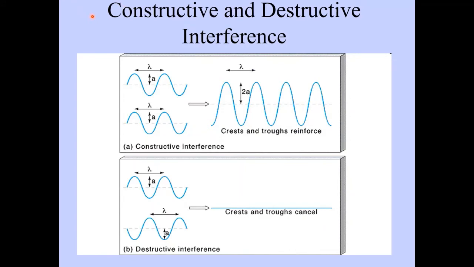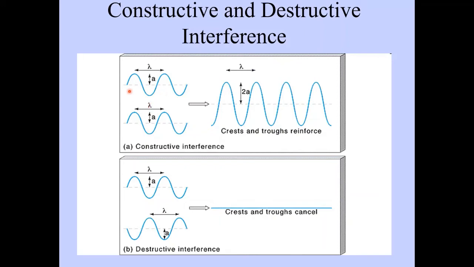The most important effect of superposition is called constructive and destructive interference. So constructive interference occurs when we have two waves that are in phase. And what we mean by in phase is that the peaks of both waves line up in time and in space too, and they're in the same position. And notice the troughs also line up.